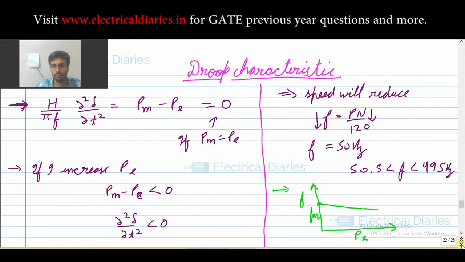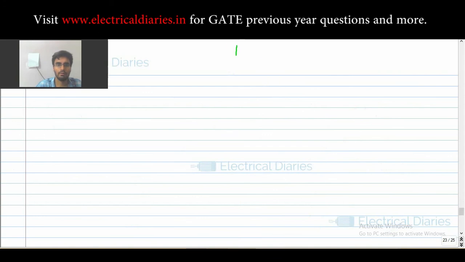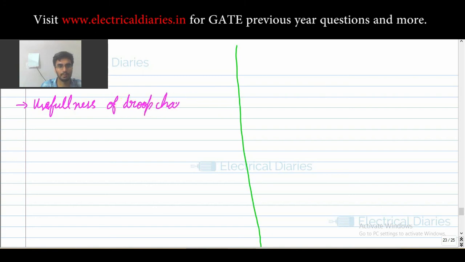Okay, so now what I will do is derive a few relations, and you must not learn the formula, but you must see the steps I am trying to say. Okay, so what we are understanding is the usefulness. If the spelling of useful is not correct, then please correct it yourself. Okay, so the usefulness of droop characteristics in parallel operation. Okay, so we are taking only two generators.